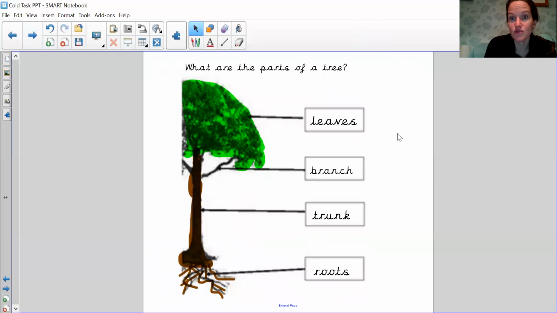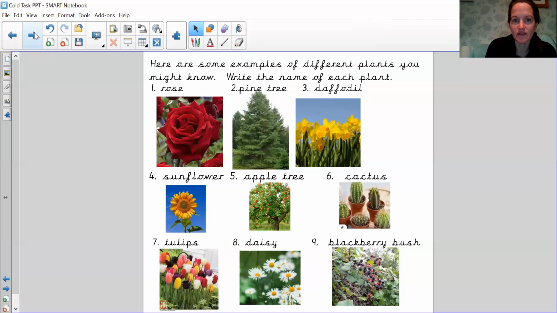What are the parts of a tree? We have the leaves. The leaves are at the top of a tree. Then we've got a branch. Trees have branches. Then here we have the trunk. It's not called the stem as in a flower, it's called the trunk. And then again, a tree also has roots. Well done.